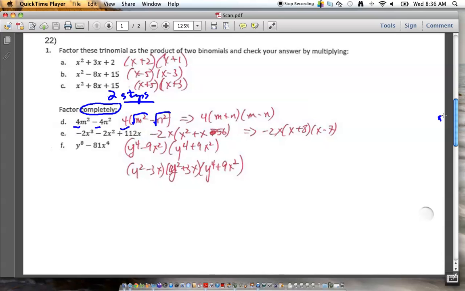Okay? The next one, it seems to me, is pretty obvious. They share a negative 2 and an x in common. So I pull out the negative 2x. I'm left with x squared plus x minus 56. And this gets me to the point where it's extremely important that you have the fallback position to go to.